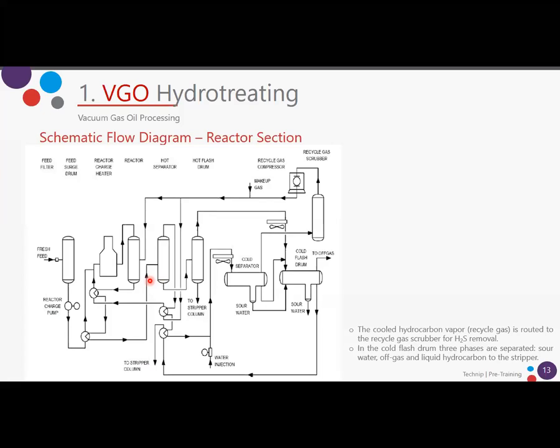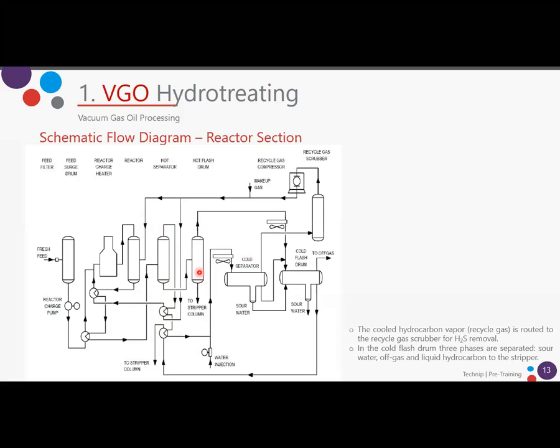The question is from the hot separator. Is the outlet liquid phase, gas phase, or two phase? We have two phases here. We separated the vapor phase, so it goes here and is cooled, and the liquid goes to the hot flash drum.